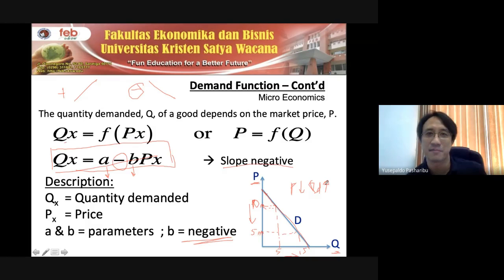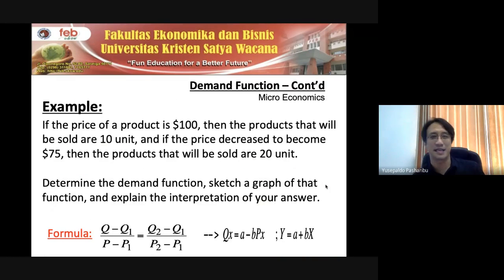Let's see the example. If the price of a product is 100, then the product that will be sold is 10 units. And if the price decreases to become $75, then the product that will be sold is 20 units. Determine the demand function, sketch a graph of that function, and explain the interpretation of your answer.